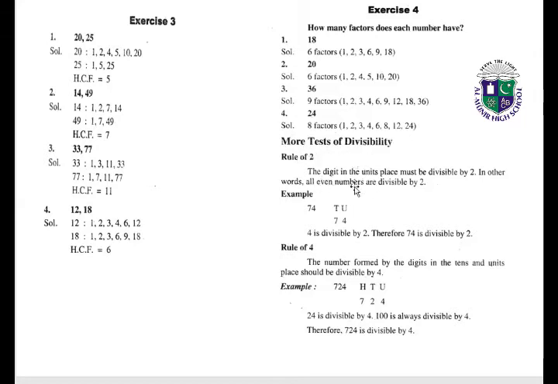Rule number 2: the digit in the units place must be divisible by 2. In other words, all even numbers are divisible by 2. 74: 4 is divisible by 2, therefore 74 is divisible by 2.